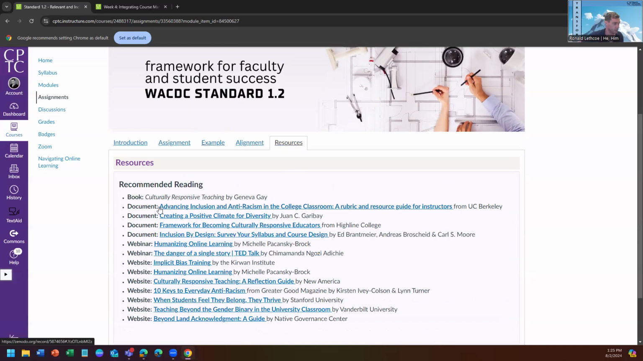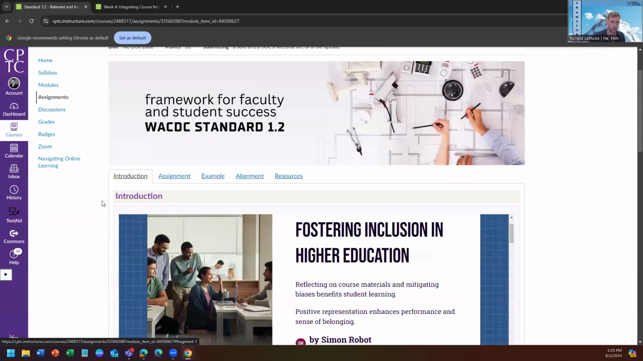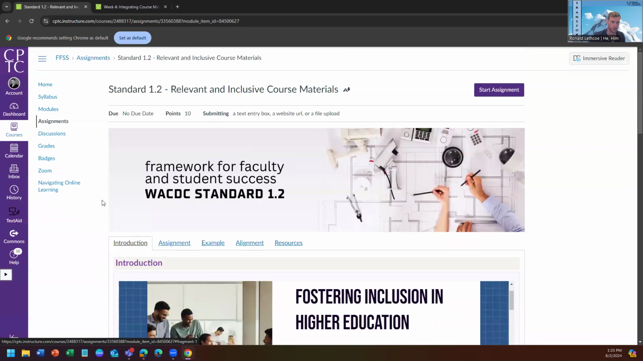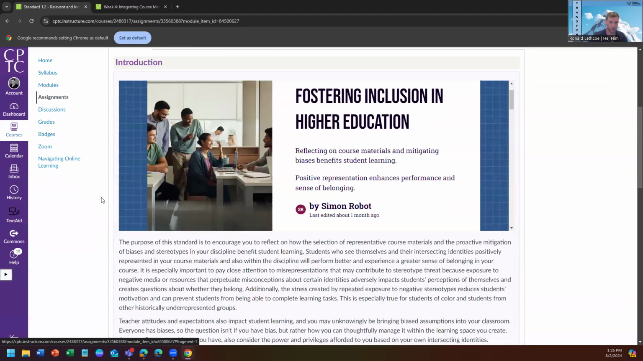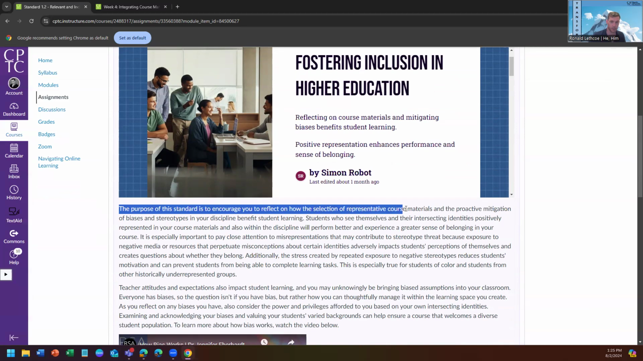what we're talking about. So if I head back over to the introduction, this basically goes over what the standard is about, the relevant and inclusive course materials. I'm not going to read all this. I'll let y'all read it on your own. But basically here, I'll just read this first sentence. The purpose of the standard is to encourage you to reflect on how the selection of representative course materials and the proactive mitigation of bias and stereotypes in your discipline benefit student learning.